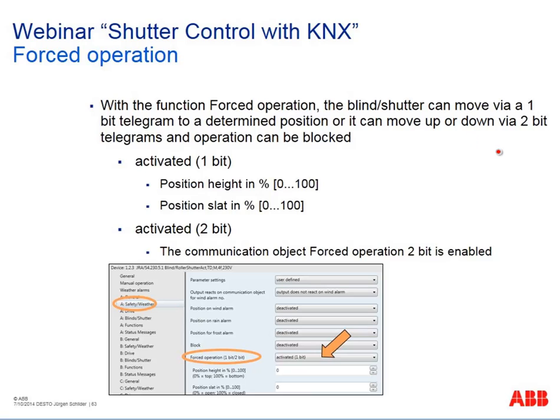If you look at this forced operation here as an example, for these special functions, you can send a 1-bit telegram to your channel. It will go to a defined position. You can program that here. And then again, for any other function, it's not possible to run the motor anymore because it's blocked.